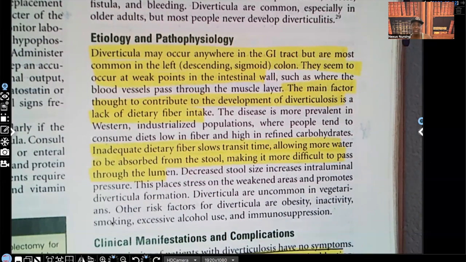So if the person doesn't have much fiber in their diet, that means they don't have enough guys saying, come with me. And so all of that crap is just building up. Okay, so it makes sense. Look at what it says. It says inadequate dietary fiber slows the transit time. The way you're supposed to be eliminating these wastes, it slows down if you're not having enough fiber in your diet. Let's keep going. It says allowing more water to be absorbed from the stool, making it more difficult to pass through the lumen.